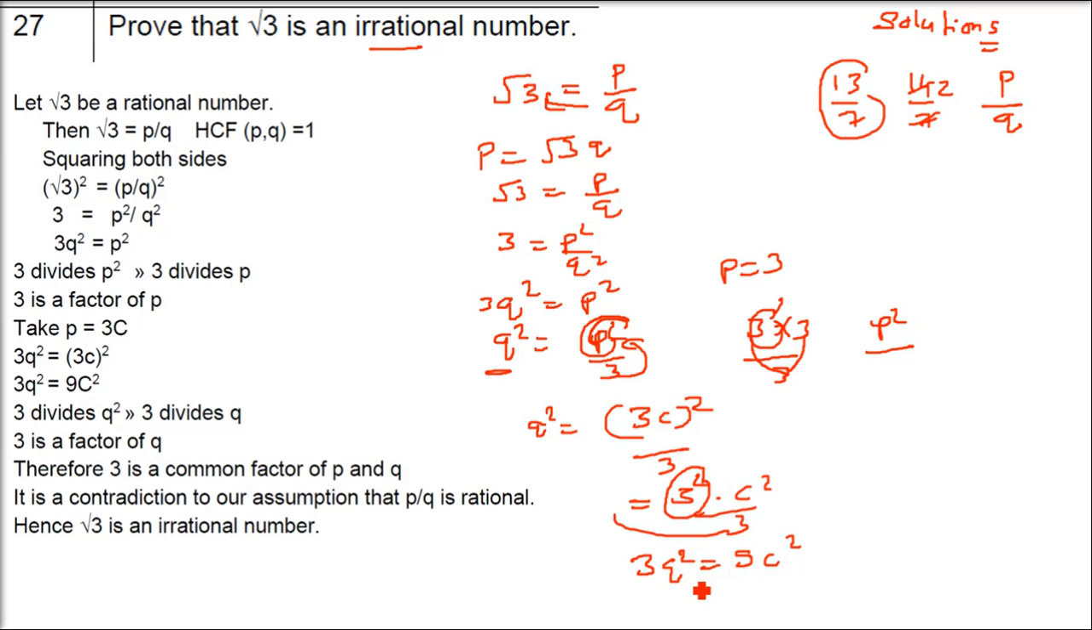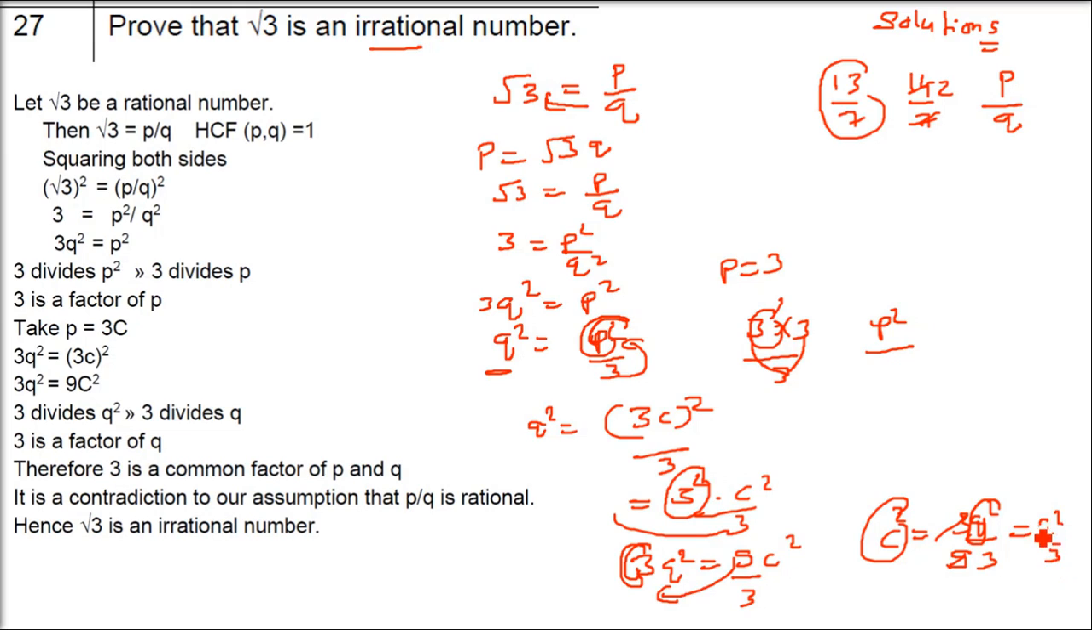So 3q square is 9c square. So what you get is q square by 3 equals c square. So again the same concept: q is also divisible by 3. That is, 3 is a factor of q also.